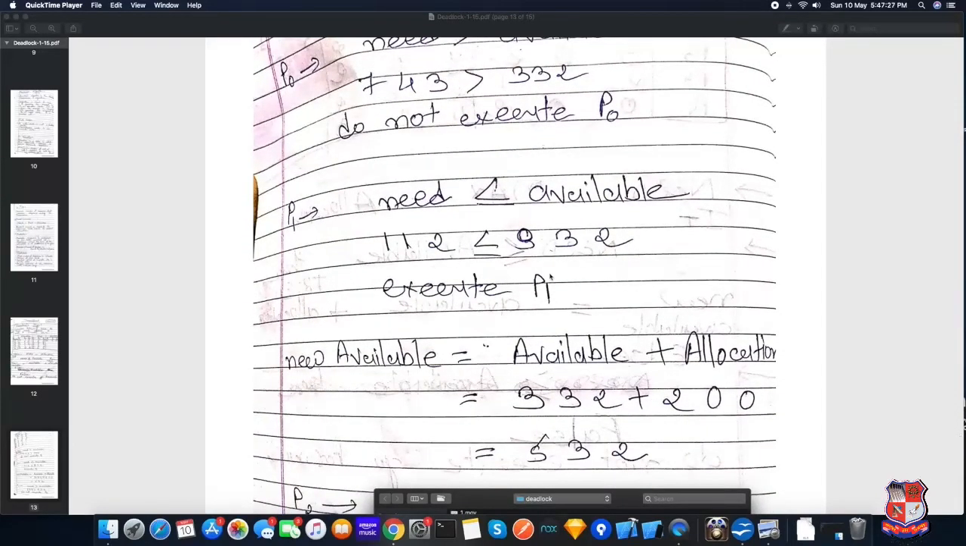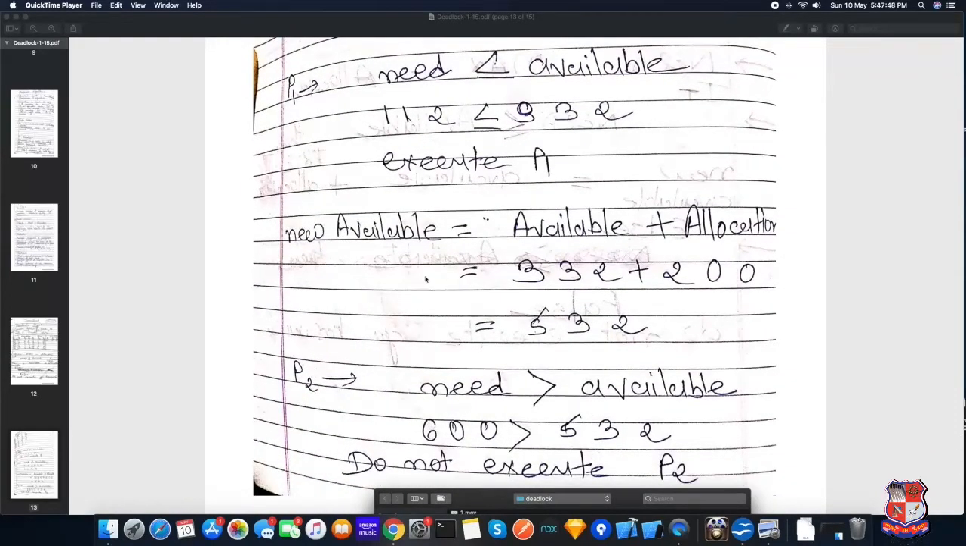So we find out the new available value. New available equals available plus allocation. The value of available is 332, so we put 332 plus the allocation value of P1, which is 200. After this equation, we find the new available value of the P1 process. Next, for P2, the need value is 600 and the available value is 532, so it is false, and we do not execute the P2 process.